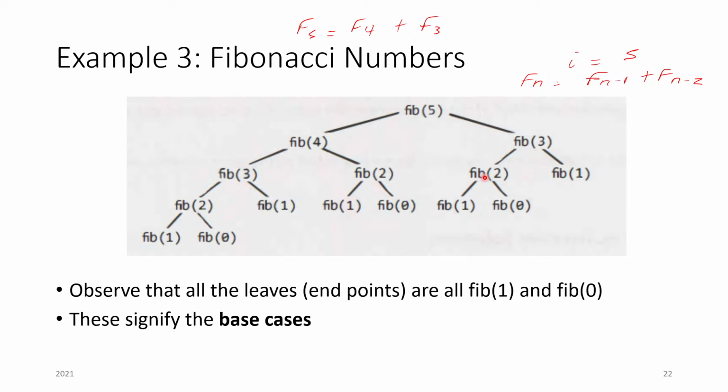Similarly, on the right-hand side of the tree, we had fib of 3 here. So this fib of 3 will go fib of 2 and fib of 1. Once we hit fib of 1, we basically end because that's the base case. And fib of 2 here, we have fib of 1 and fib of 0 as well.